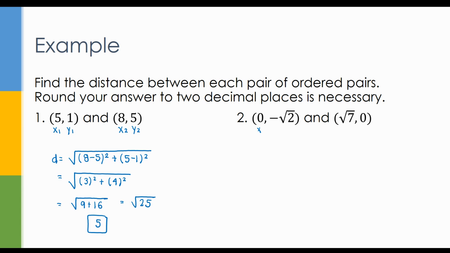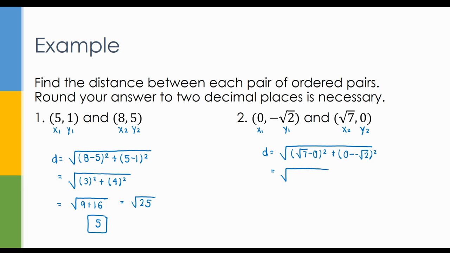In the next one, I'm going to label the first ordered pair x1, y1, second ordered pair x2, y2. All right, so when we're doing our distance, underneath the square root, we're going to want x2 minus x1. So square root of 7 minus 0, quantity squared. Plus, then I'm going to do y2 minus y1. So 0 minus negative square root of 2, quantity squared.